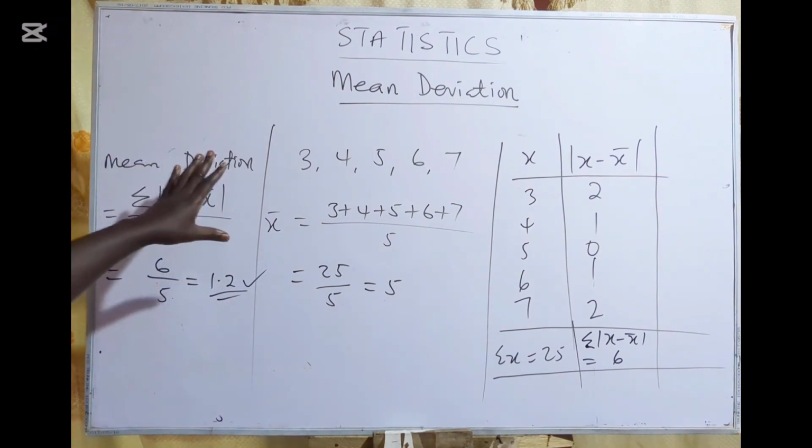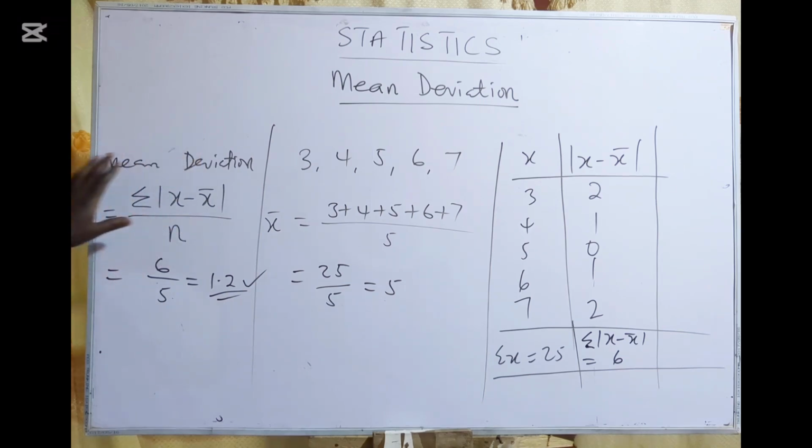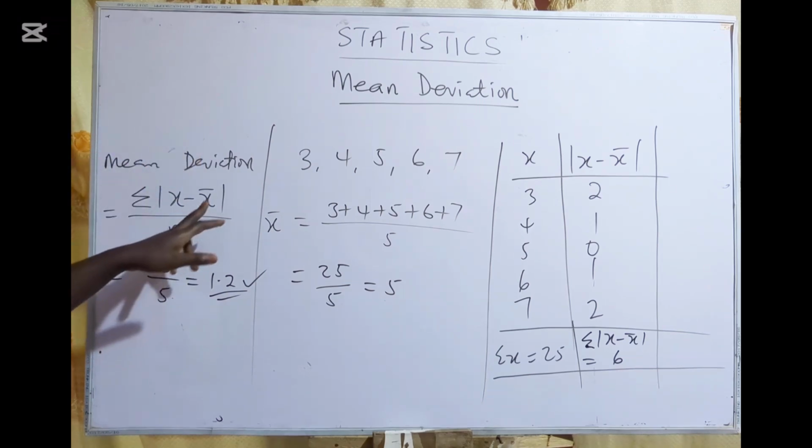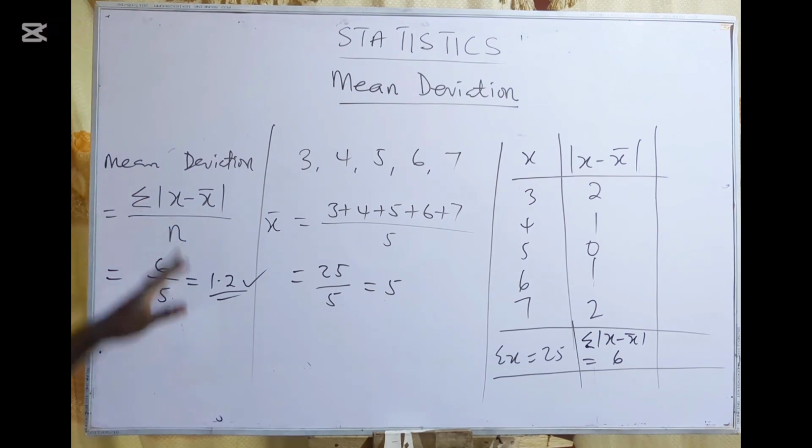So this is the formula for finding the mean deviation of a set of numbers: sigma of the absolute value of x minus the mean, all divided by n.